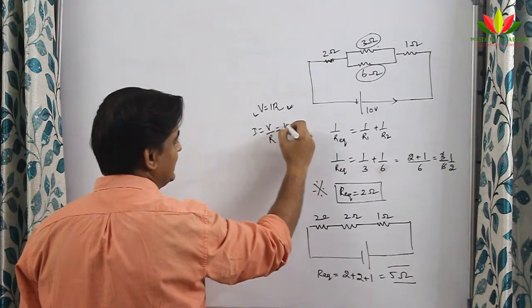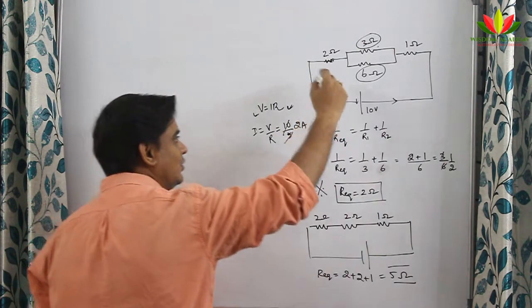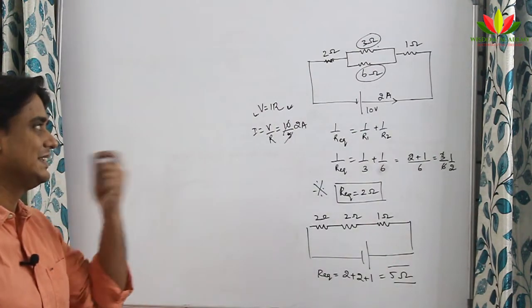So what is V? V is 10. What is R? R is 5. So 2 ampere. So this circuit will draw 2 ampere current from the cell.